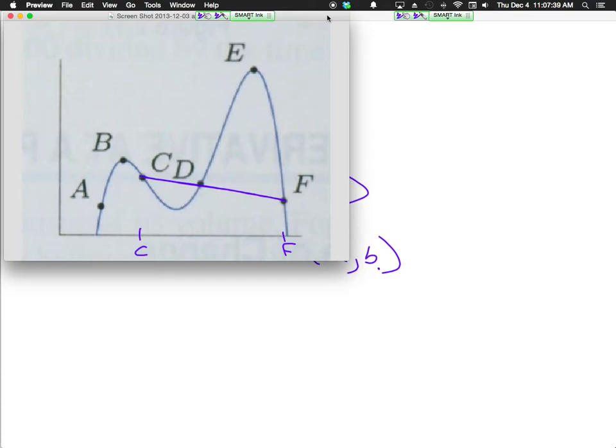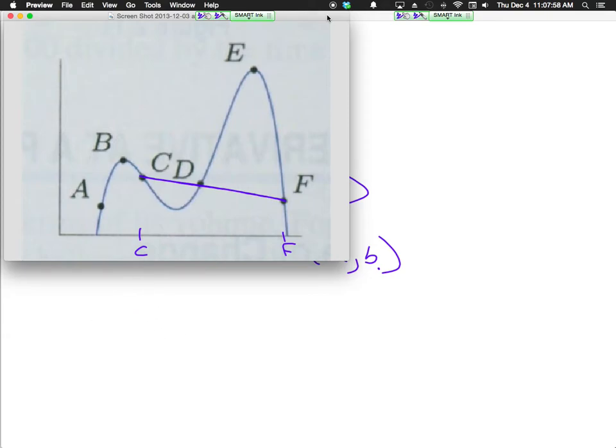There are no sharp turns and no vertical tangent lines. What does a vertical tangent line look like? It would be something that looks like that, and then I'd have a vertical tangent line there. Okay. So that means this thing is continuous and it's differentiable.